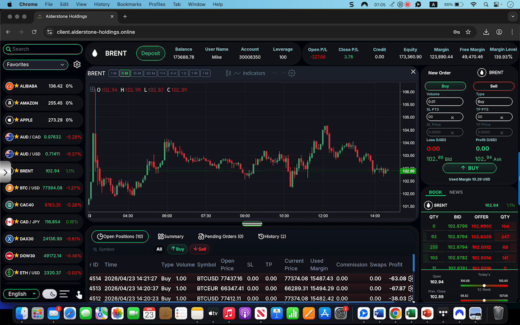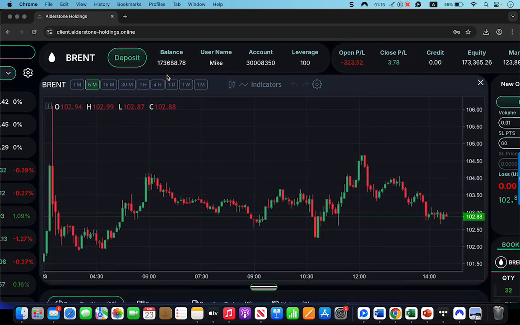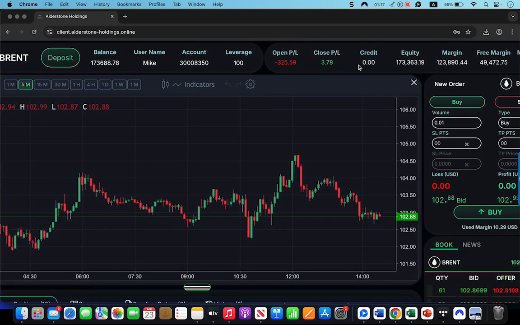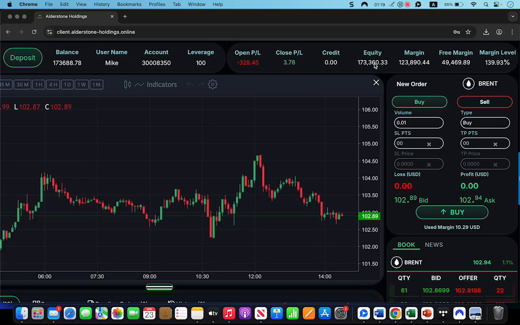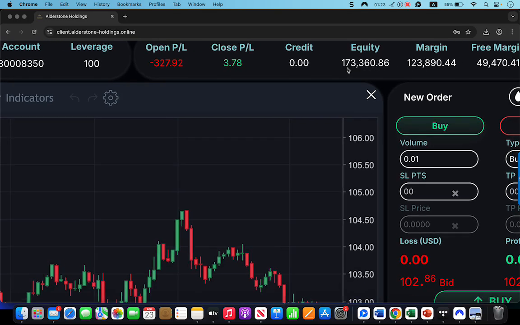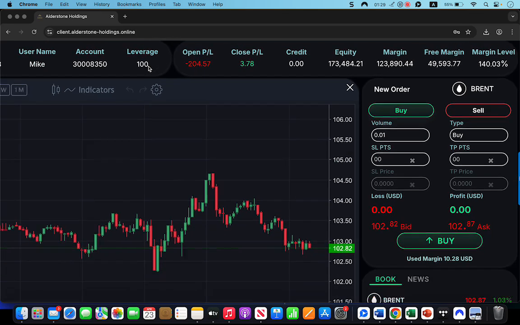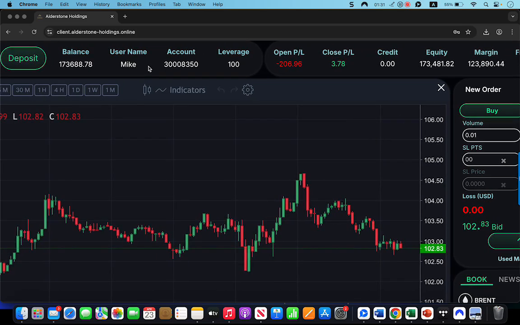Now, on the top of the screen, and I'm going to zoom in, the most important thing you're going to get is the balance, which you can see I have a balance of 173,000. And on the right side, you got what's called equity, which you can see is 173,300. On the right side of equity, you have margin and free margin that I'm going to talk about as well. Now, what are all these numbers?